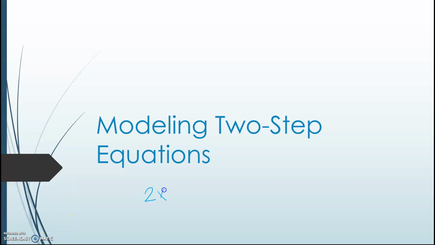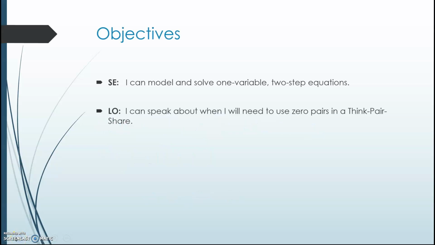2x plus 8 equals 36. That's just an example of a two-step equation. So solving them would be finding this value of x. And today we're going to use models to solve these equations, okay? So we're going to model and solve one variable, which means it has an x or some other letter, just one of them, two-step equations.